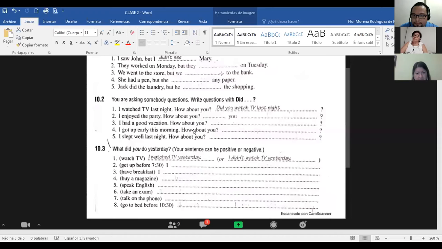¿Cuál es el pasado de buy? ¿Cómo about se pronuncia? Bought. I bought a magazine. Bought. That's great. Lo voy a escribir aquí.